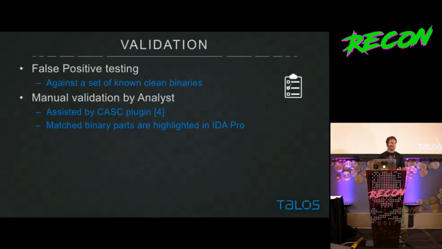And a final step is manual validation by an analyst. For this, we leverage the Cask plugin that we extended. Normally, the Cask plugin is used to generate a ClamAV signature from an IDA file. We have turned the process around. We give it a ClamAV signature, and it highlights the parts in the binary file in IDA that triggered the signature. This plugin will be released with this functionality later next week.